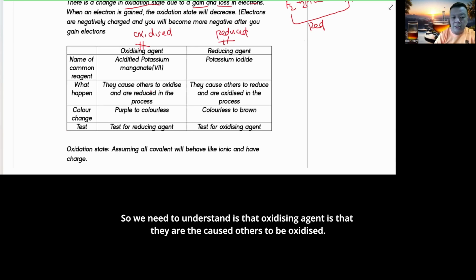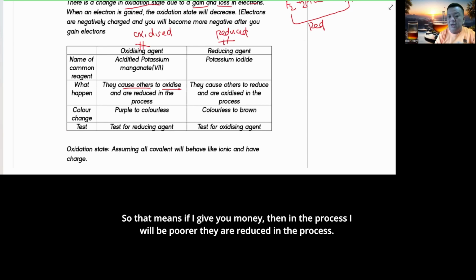We need to understand that the oxidizing agent is the cause; they cause others to be oxidized. That means if I give you money, then in the process I will be poorer. They are reduced in the process. Likewise, when a reducing agent causes others to reduce, it will be oxidized in the process.